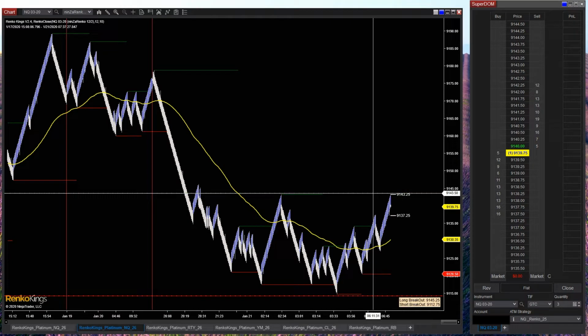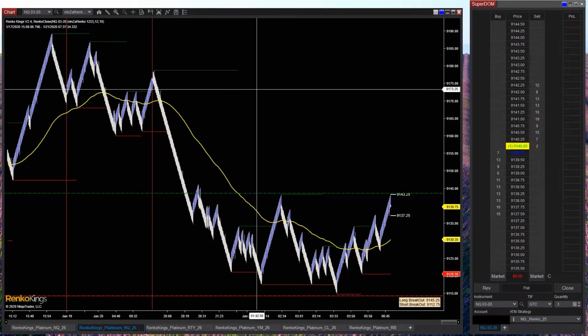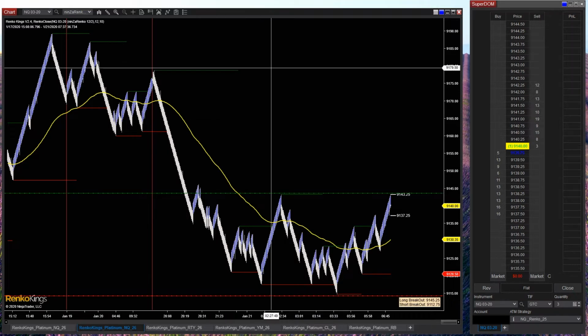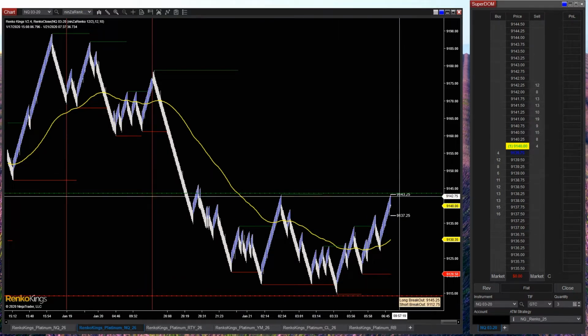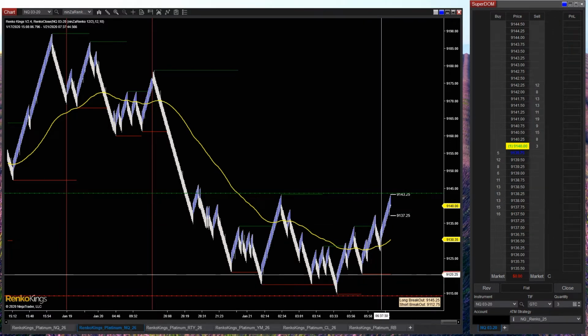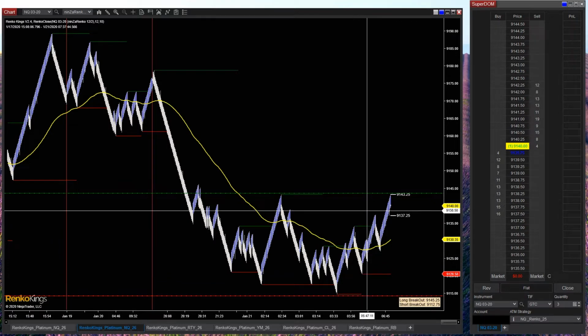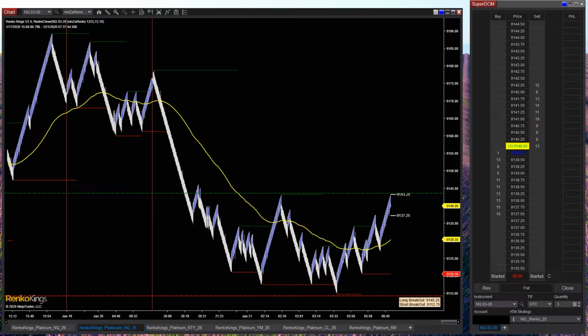If it breaks out of this point here, we should have at least that much movement to run. And if we break out of the low, well, we didn't have to travel that far to get to the low. So I'm just waiting to see which way we get a definitive move in the market.